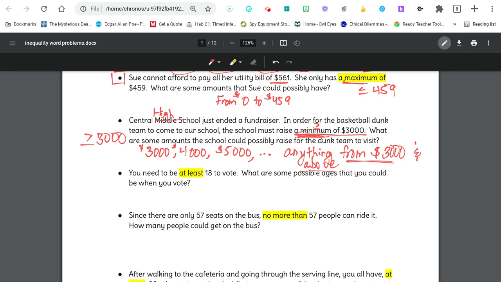You need to be at least 18 to vote. What are some possible ages you could be to vote? 18, 19, 20, 21, 22. You can't be 16 and vote. You can't be 5 and vote. So at least must mean that you have to be 18 or older. So at least is greater than or equal to. Okay. I know you think least means less than, but if it has at in front of it, it's turned around. It means greater than. Okay.